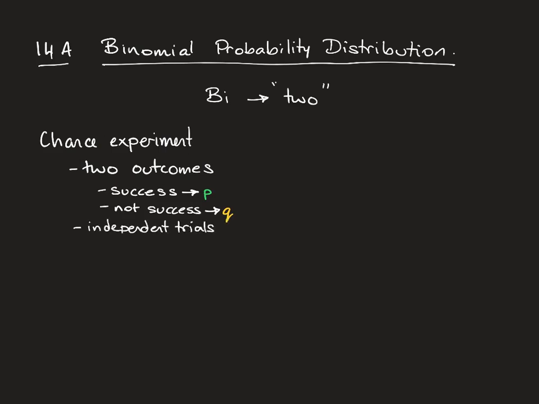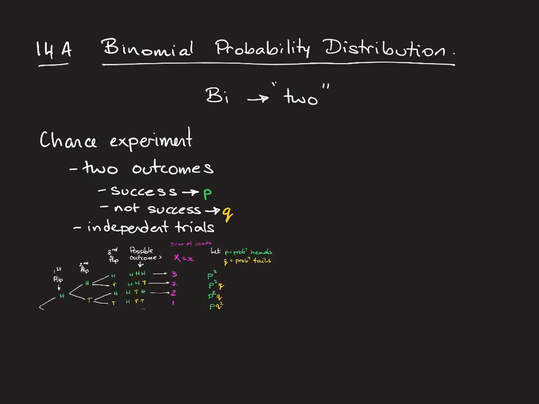The way this works for binomial distributions is that the trials we're going to do are going to be independent. So we're talking about chance experiments where there are two outcomes, like we've got here. Each of the outcomes is independent of the other, so whatever happens on the first trial doesn't impact the second trial or the third trial, and the probability of success needs to be consistent all the way through.